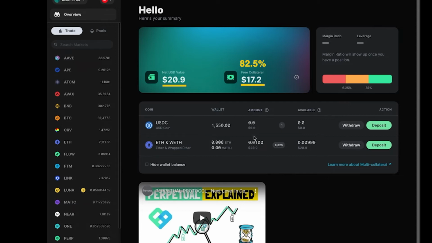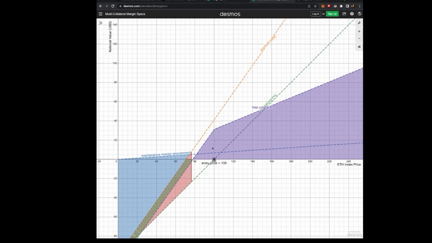Now let's look at the same graphical example as before, but starting with $50 of Ethereum and no USDC. Notice that the main difference here is that your free collateral rises as the price of ETH rises, even when you have an active position. When opening a 1 ETH long position at $100, the free collateral was $31.25.